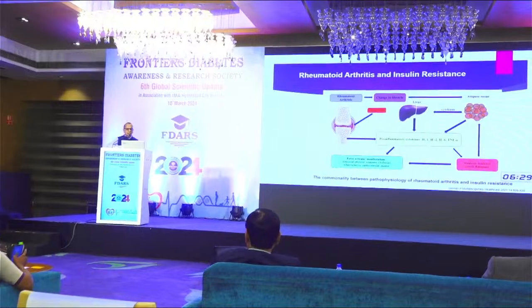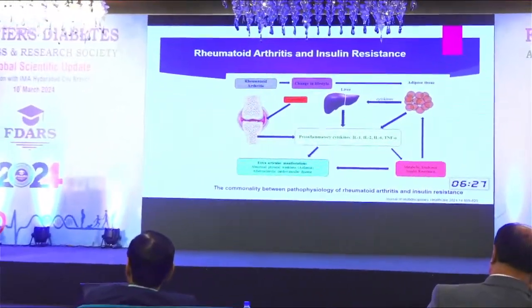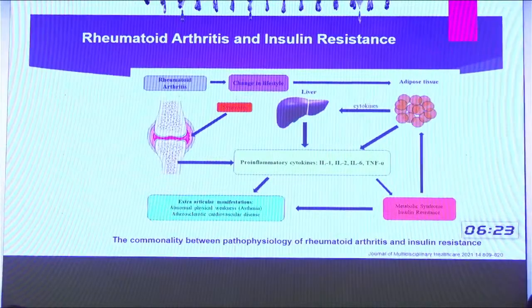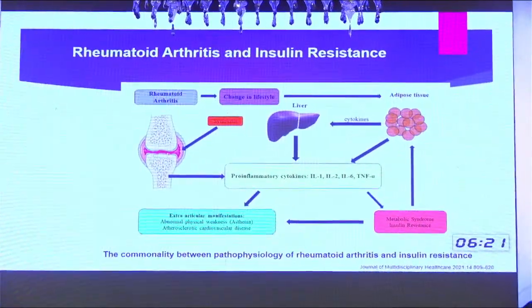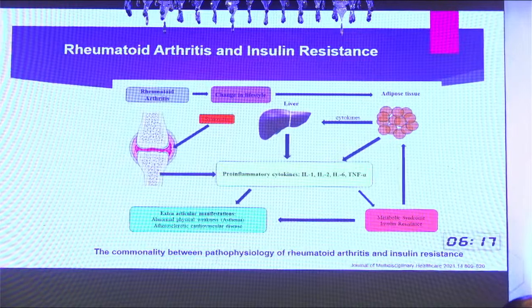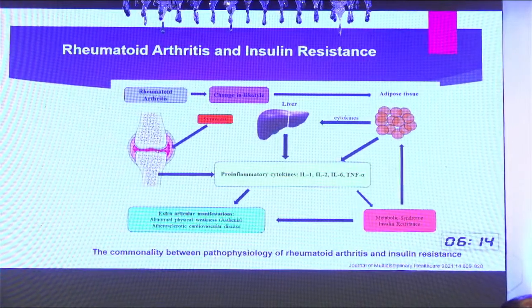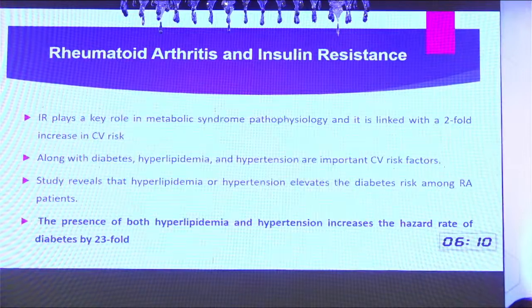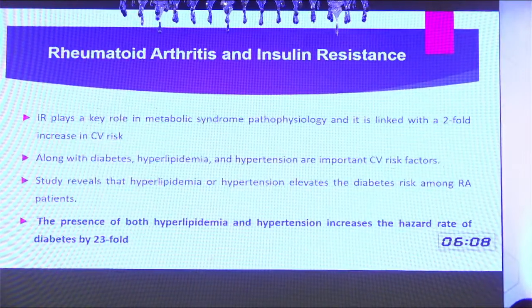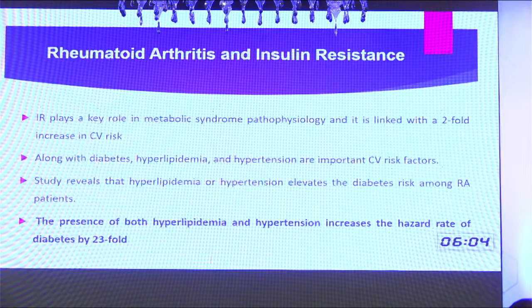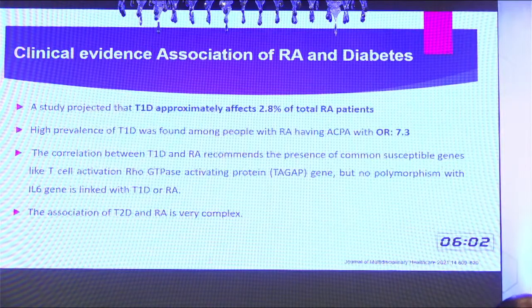So rheumatoid arthritis is connected with insulin resistance at the level of joints, causing increased release of cytokines, at the level of liver by causing fatty liver, and then at adipose tissue as well as skeletal muscle, leading to sarcopenia and thereby increasing insulin resistance. So insulin resistance is another important feature which is present in patients with rheumatoid arthritis, and this can lead to development of type 2 diabetes.